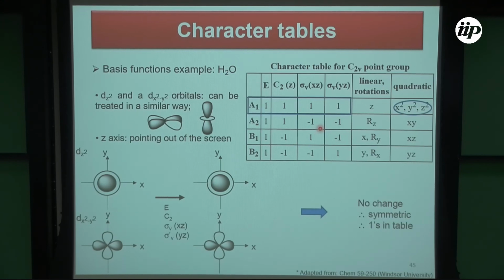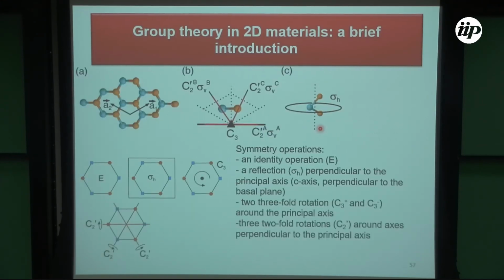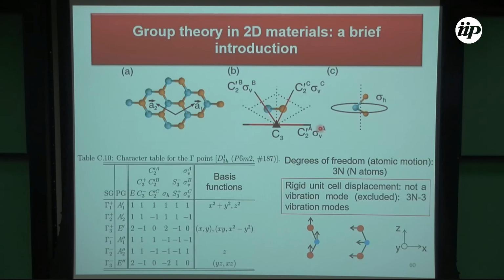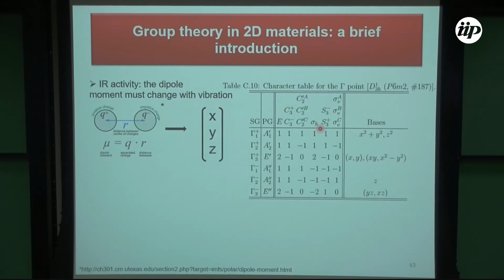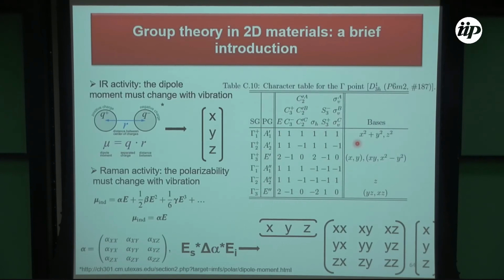So I have a nice example here, but we don't have time. I'll talk about this tomorrow. But this is what we do. We take something real, okay, and we see what is Raman, what is infrared, looking at the character table, something like this. Okay, so my time is over. Tomorrow I will start with the TMDs, and then we go to the phosphorene systems.